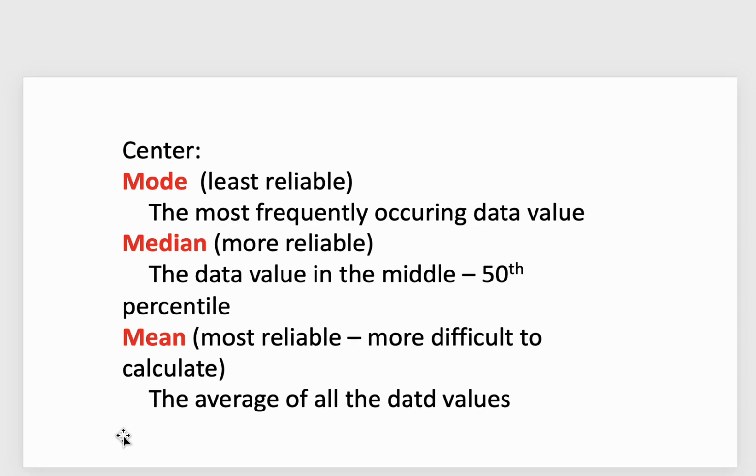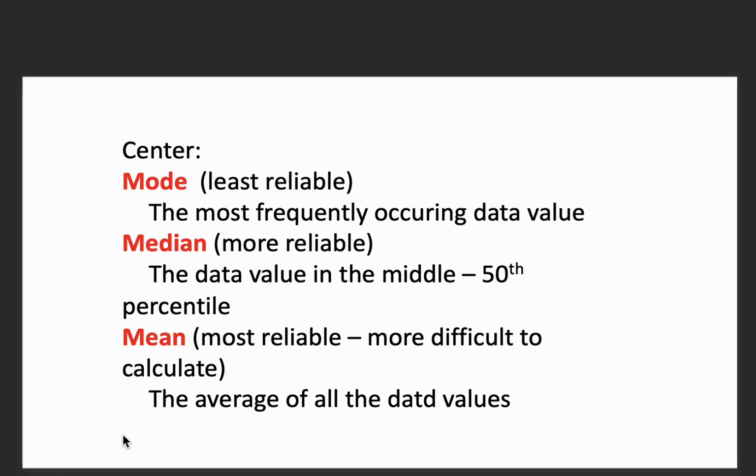The median is more reliable. It's the data value that's in the middle. It's the 50th percentile. You order the data from smallest to largest. You pick the middle. That's the median. It's much more reliable because it varies less from sample to sample.